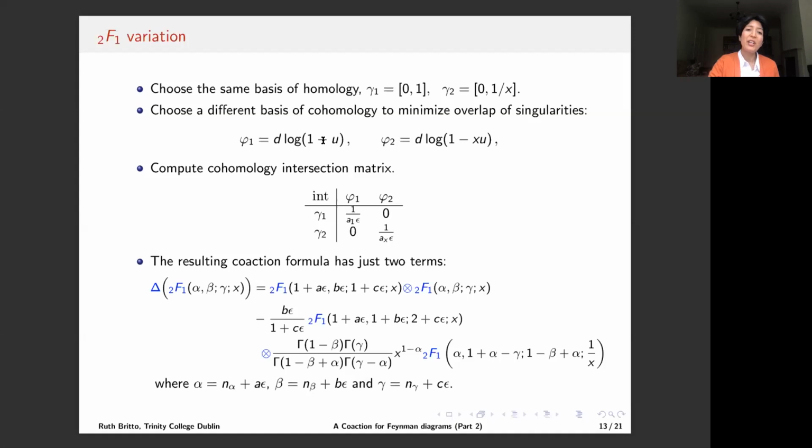And because this only has a singularity at u equals 1 and this one at 1 over x, we immediately get a diagonal matrix. So that's easy to invert, and that's nice because now the coaction formula that we can write down is this, which I've done explicitly. And since it's diagonal, it has just two terms in it. Right, so this is one term in the coaction. This is the other one.